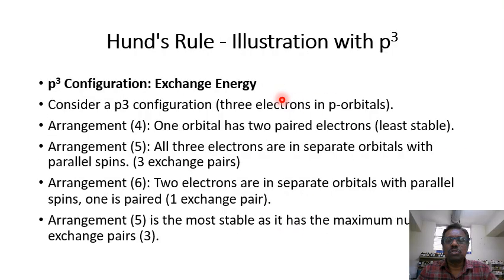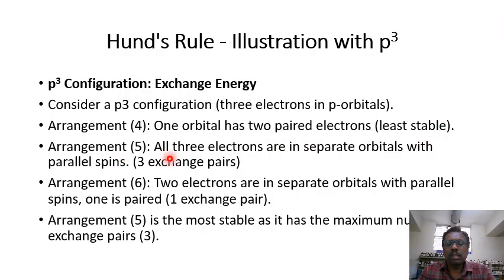Hund's rule, illustration with the p3 configuration. In p3 configuration, exchange energy. P3 means 3 electrons will be present in the p orbitals. So there are 3 different arrangements possible. Arrangement 4: one orbital has 2 paired electrons. It is least stable because it has paired electrons.